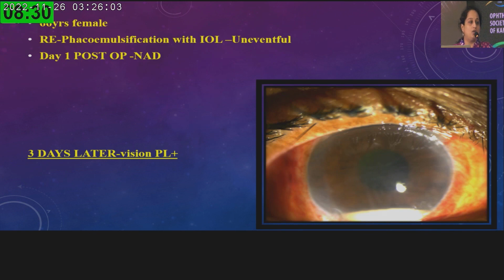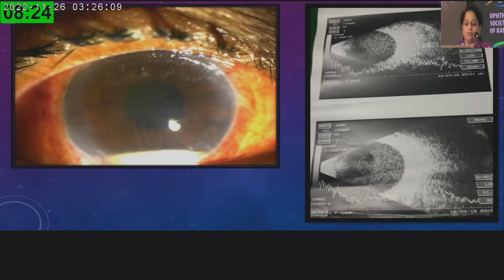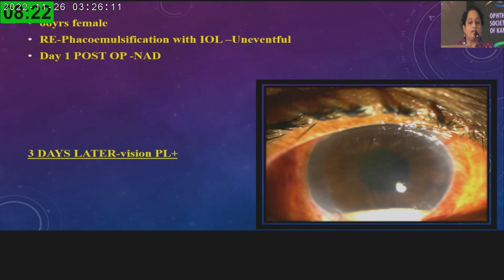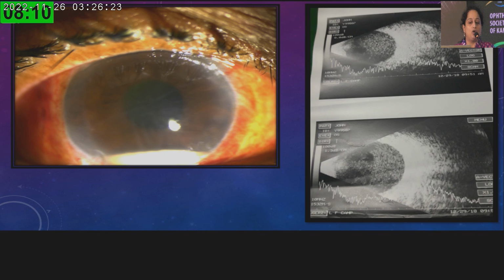Coming to the next scenario, a 66-year-old female with an uneventful cataract surgery. Day 1 post-op, everything was normal, but day 3 comes with a visual acuity of perception of light. You can see the conjunctival and circumcorneal congestion, corneal edema, 3 mm hypopyon, and there is no view of the fundus. Then we got a B scan done to see a clump of vitreous echoes with choroidal thickening.